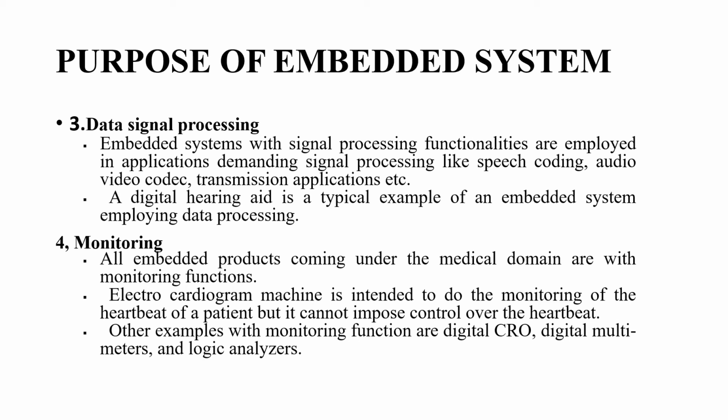A digital hearing aid is also an example of data signal processing. What is this digital hearing aid? Some people cannot hear because of some ear problem. They have a machine kept near their ear. That is the best example of data signal processing. If there is an eardrum problem, some people may not hear. If they are completely deaf, it will not be usable. But if they can hear somewhat and others' speech is not clear, then they can use this. That is called digital data signal processing.